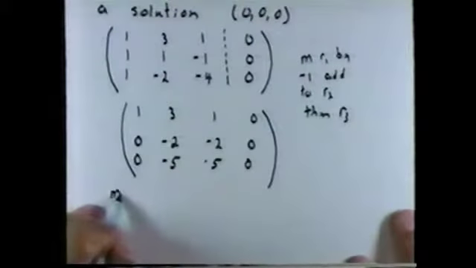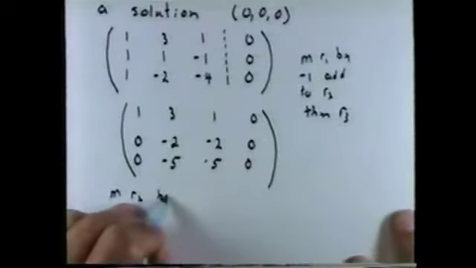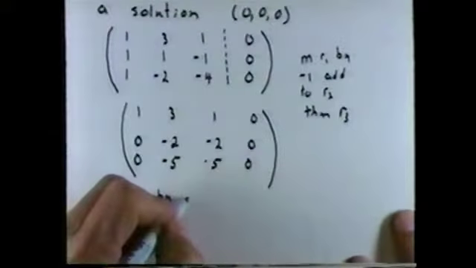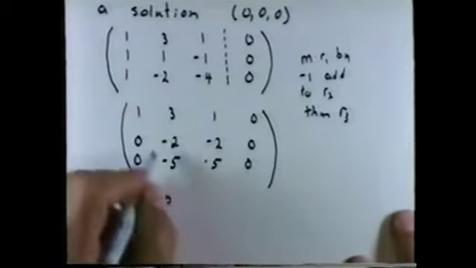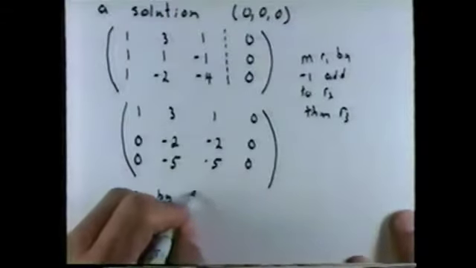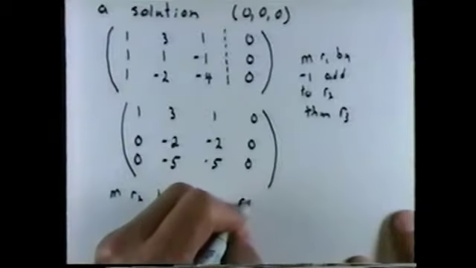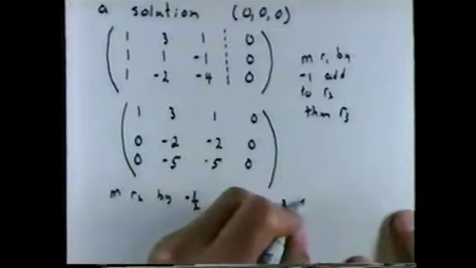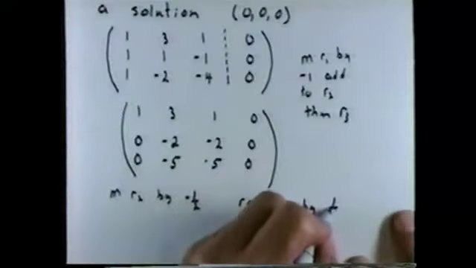Now I'm going to multiply row 2 by negative 1/2, and row 3 by 1/5. Now that's legal because I can multiply a row by a constant. The reason I'm multiplying row 2 by negative 1/2 is to get a 1 here, because I need ones along the diagonal. You'll see in a minute why I'm multiplying row 3 by 1/5.